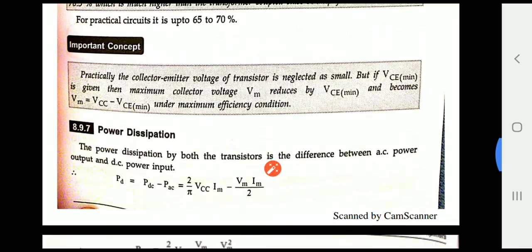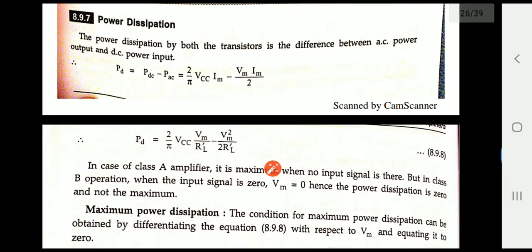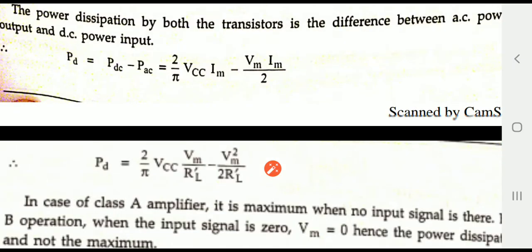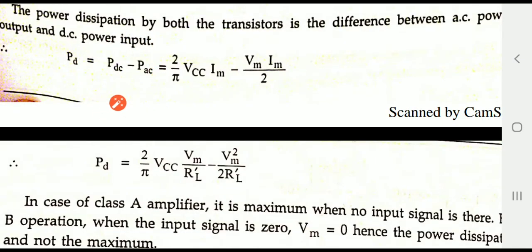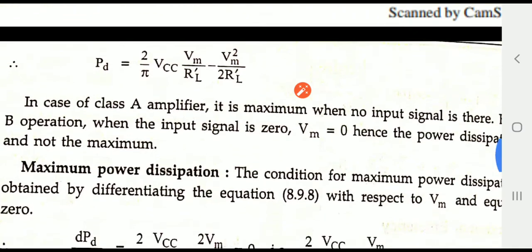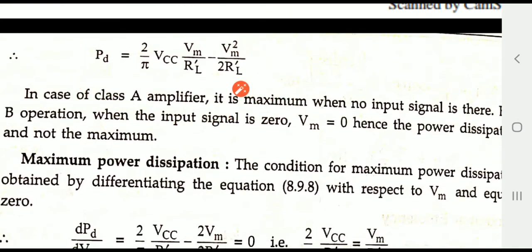Now we'll move on to the next nomenclature. This is power dissipation, the power dissipation by the transistors. Here we know that the formula is the difference PDC minus PAC, which is shown here. PDC formula is substituted here, PAC formula substituted here. Now this is the next formula, which is represented only in terms of Vm, because Im is replaced by Vm by RL dash. So this is the power dissipation.